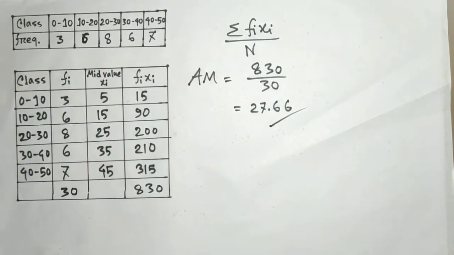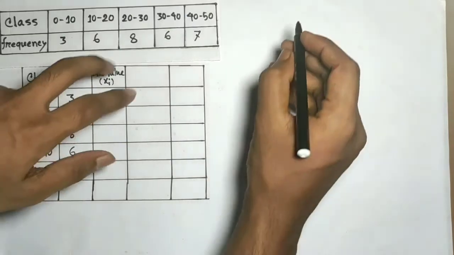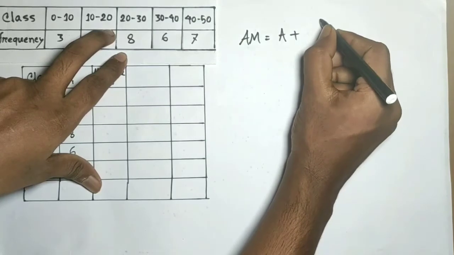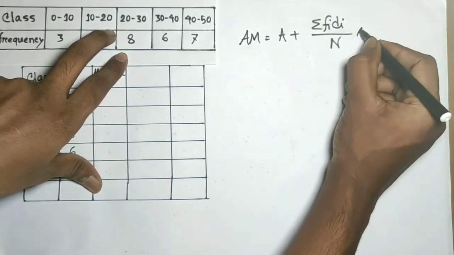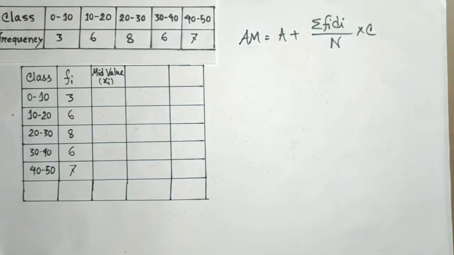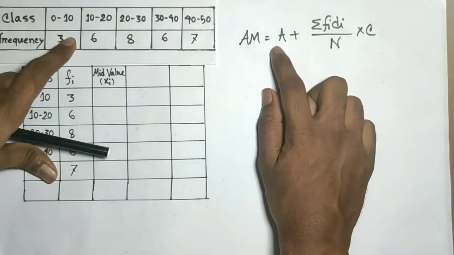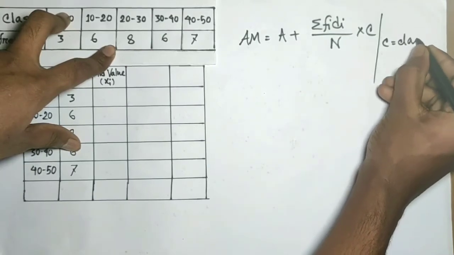Now we'll discuss the shortcut method, that is the step deviation method or coding method, for this grouped data. We have a formula for the shortcut method for grouped data, and that is arithmetic mean is equal to a plus summation of fi di divided by n, into c. We already know that di means the individual deviation and a is the assumed mean, and here extra c is the class interval.